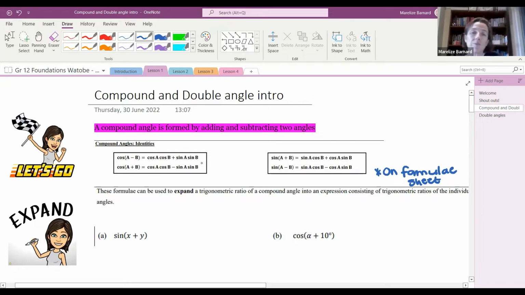Okay, so the compound angle identities work 2 ways. We can use the identities to expand a trig ratio of a compound angle, or we can use it to contract it. Okay, and that's basically the 2 options, the 2 things that you do with the compound angles. You're either expanding or contracting.